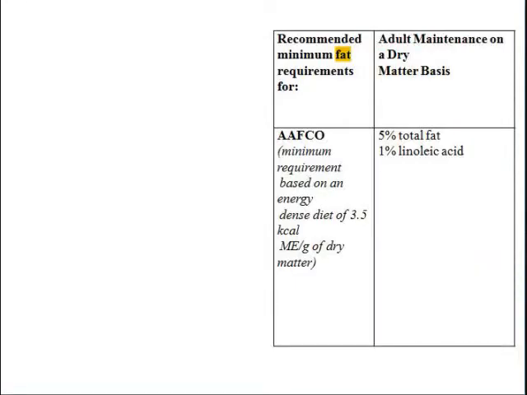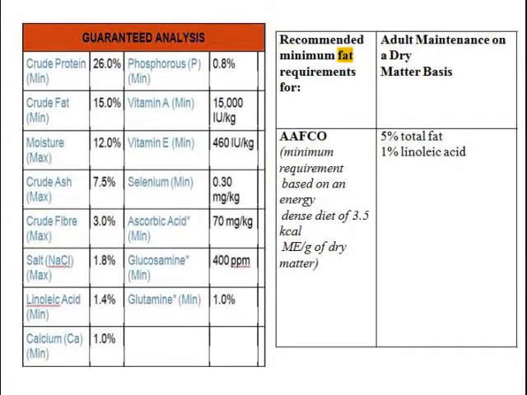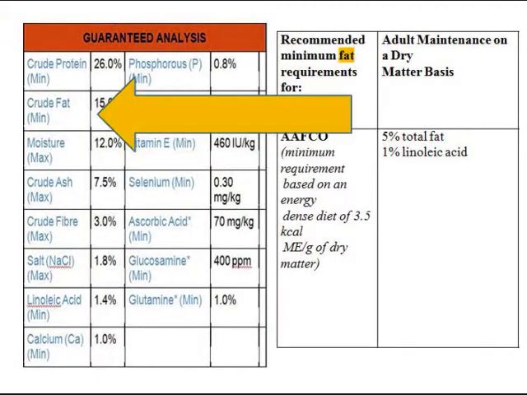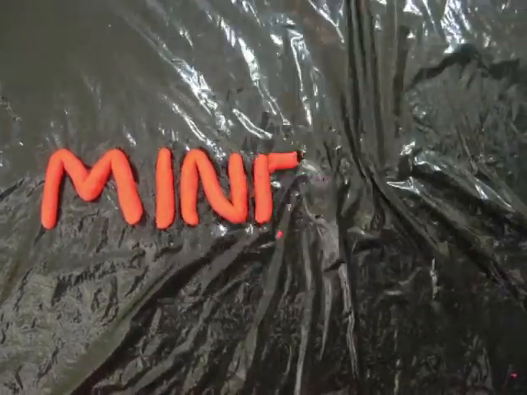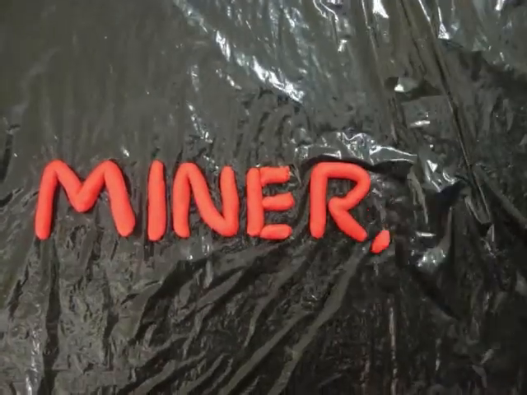The minimum requirement of crude fat is 5% for maintenance with 1% linoleic acid. ProPlan, however, contains 15% of crude fat. Minerals are inorganic elements that provide no energy but are essential in the diet. They are divided into macrominerals and microminerals.